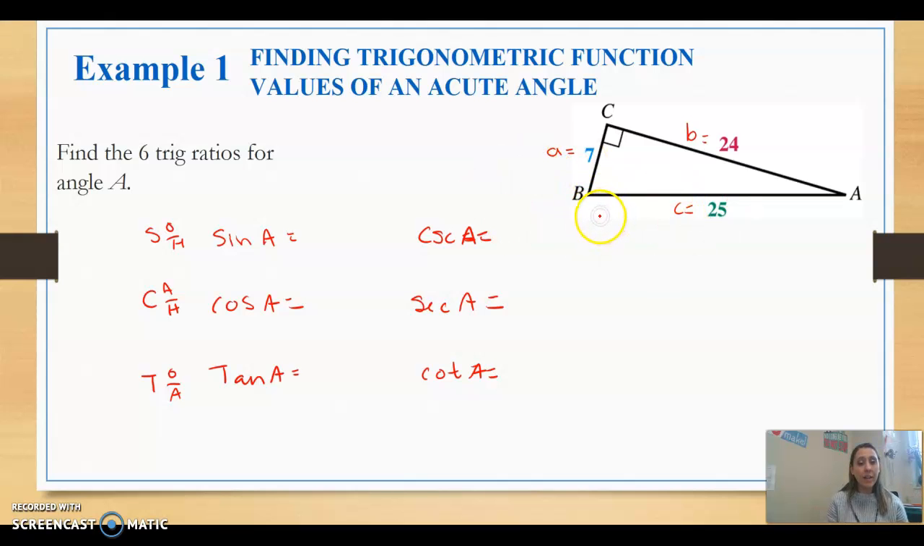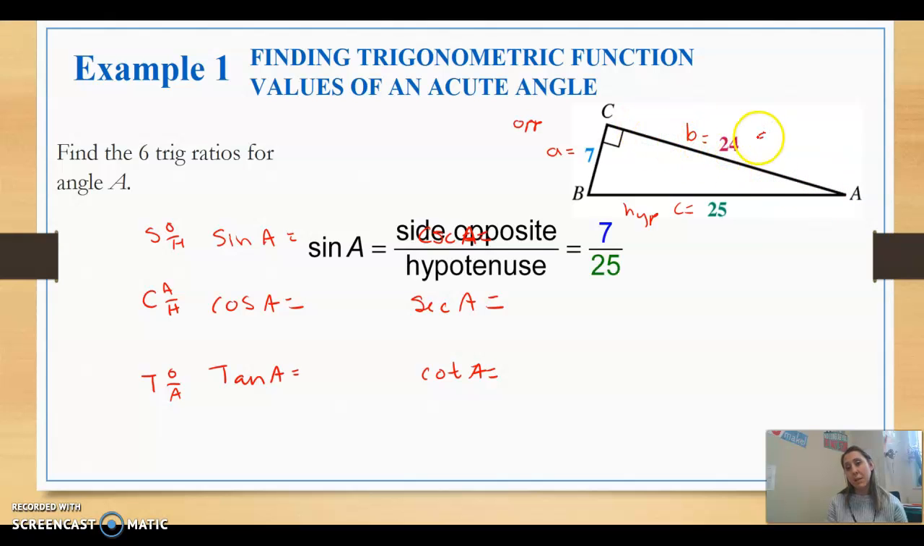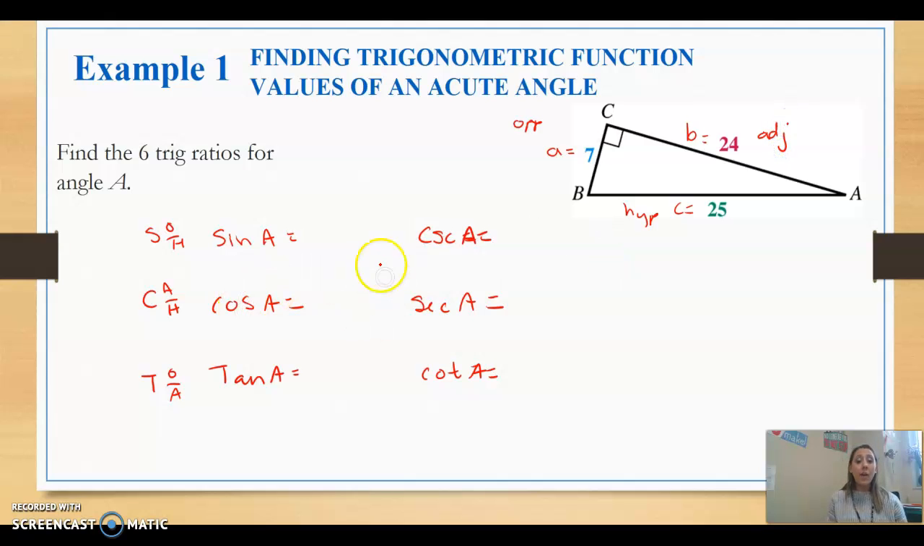Okay, so now I know that since I'm talking about angle A, I'm going to be talking about the opposite side of A. And we said that the hypotenuse, C, is always opposite of the right angle, so this is the hypotenuse. And then this is making up part of angle A, so this must be the adjacent. So now all I have to do is figure out what they are.